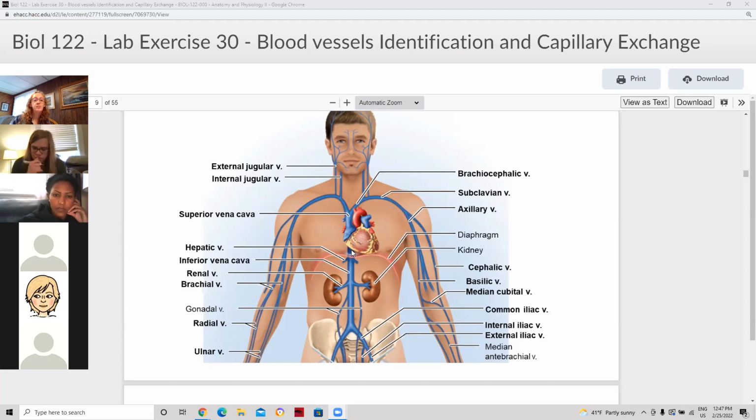Can you repeat that? Yep. So you have one brachiocephalic artery that comes off the aorta. You have two brachiocephalic veins, a left and a right one. And the two brachiocephalic veins are going to merge. They're going to drain the arms and the head, and they are going to merge to form the superior vena cava.